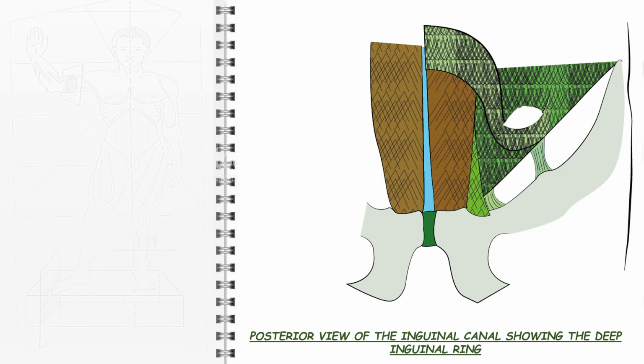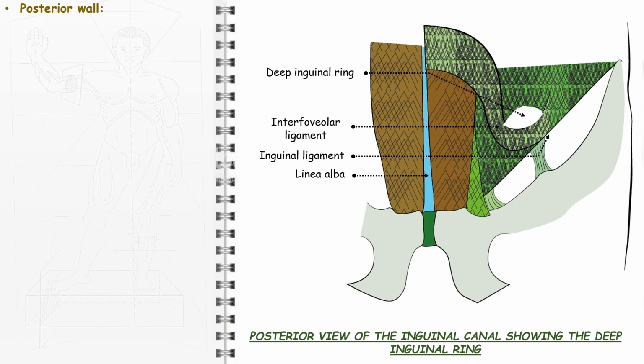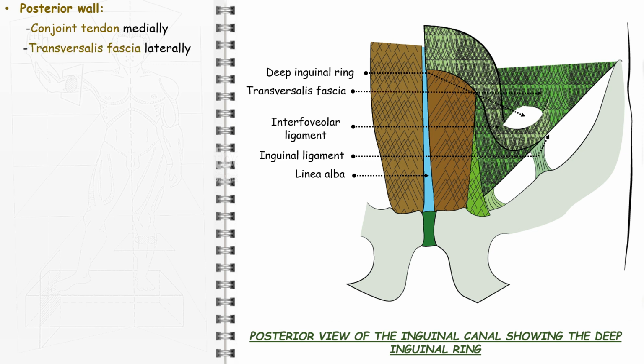The posterior wall is made of, from inside to outside, the conjoint tendon, the interfoveolar ligament of Hesselbach and the transversalis fascia. The inguinal trigone is an orifice medial to the deep inguinal ring separated by the interfoveolar ligament of Hesselbach and bounded downwards by the inguinal ligament and medially by the lateral border of the rectus abdominis. It is floored by the transversalis fascia and the parietal peritoneum behind towards the medial inguinal fossa.